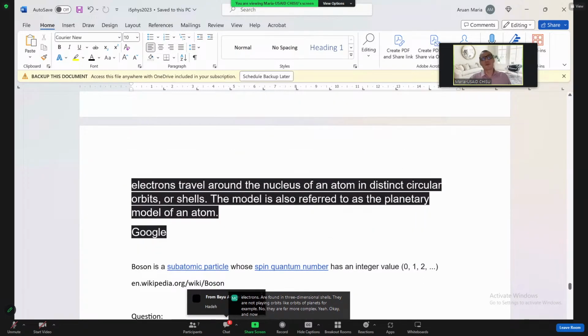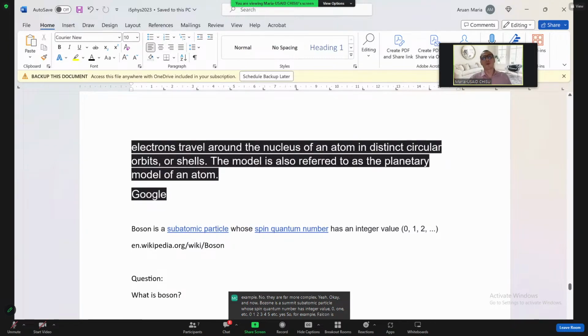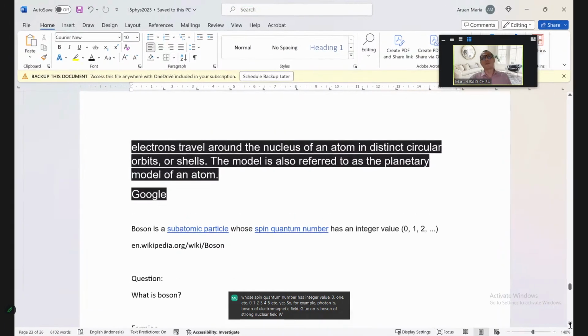Okay, and now a boson is a subatomic particle whose spin quantum number has integer values: 0, 1, 2, 3, 4, 5, etc. So, for example, the photon is a boson of the electromagnetic field. The gluon is the boson of the strong nuclear field. The W boson is the boson of the weak nuclear force. And the graviton, if it exists, is a boson of the gravitational field.